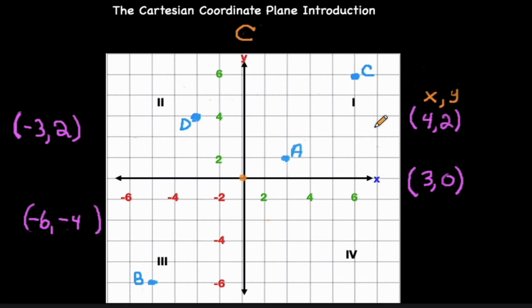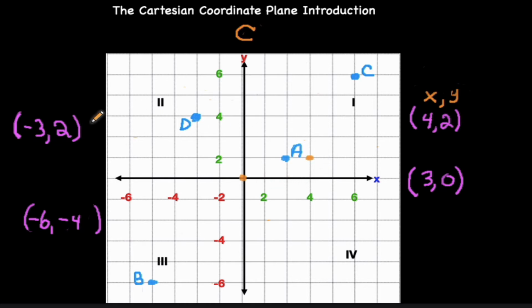All right, so here we have the point 4, 2. All right, so we're going to begin at our origin 0, 0. And since it's a positive number, we're going to move to the right on the x-axis. All right, so now from there, we're going to move up 2, and this is where we plot our point. Okay, so this is the point 4, 2.